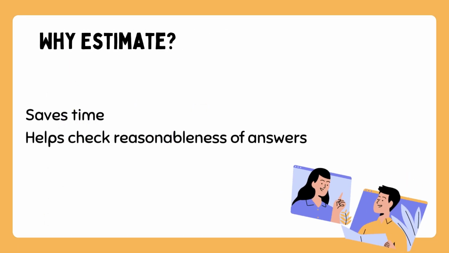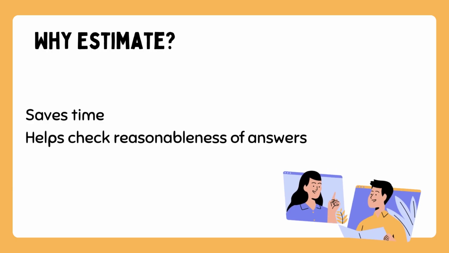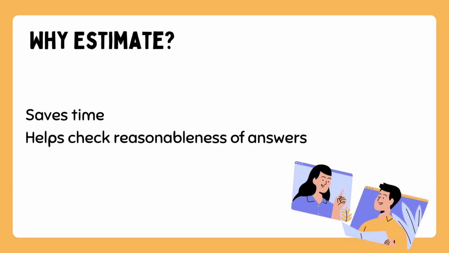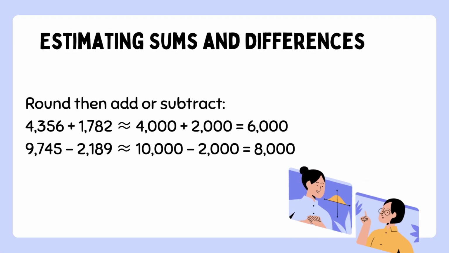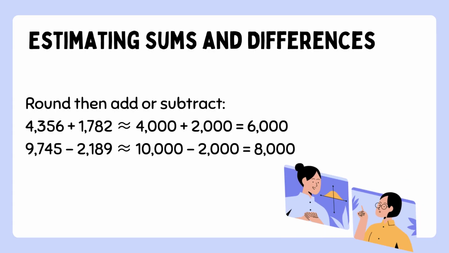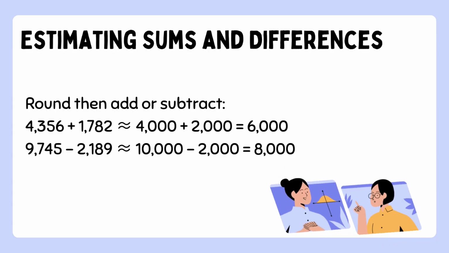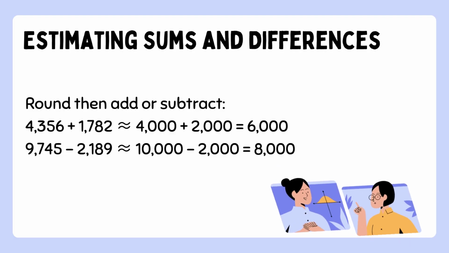Next part is estimation. Estimation helps predict or check results before doing exact calculations. It's useful when an approximate answer is enough. Round each number to the nearest thousand or hundred, then perform the operation. This gives a quick, reasonable estimate.